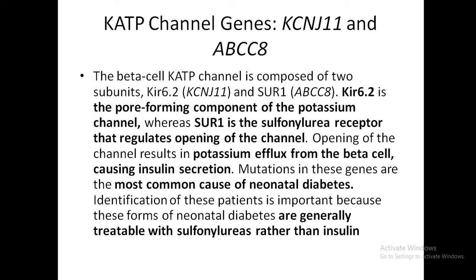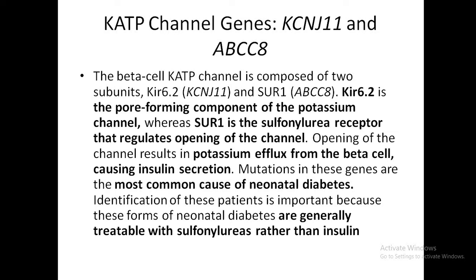Other genes are KCNJ11 and ABCC8. In the beta cell, there is a potassium-activated ATP channel. It is composed of two subunits, KIR 6.2 and SUR1. KIR 6.2 is the pore-forming component of this channel, whereas SUR1 is the sulfonylurea receptor. SUR1 regulates the opening of this channel. Once this channel opens, potassium moves out of the beta cell, and it causes insulin secretion.